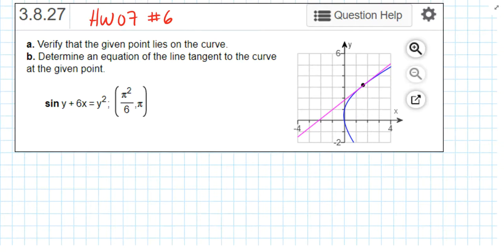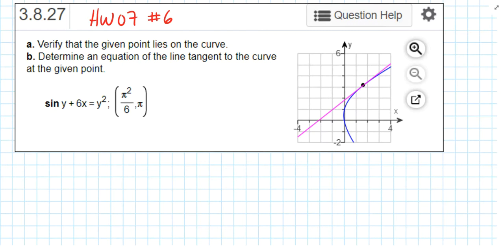Okay, I've been asked about this problem from our homework. This comes from homework number 7, and this is the 6th question in homework number 7. When you click the question help for this one, nothing's available, not even a textbook. So I'll talk through it and hopefully clarify any concerns that you might have.